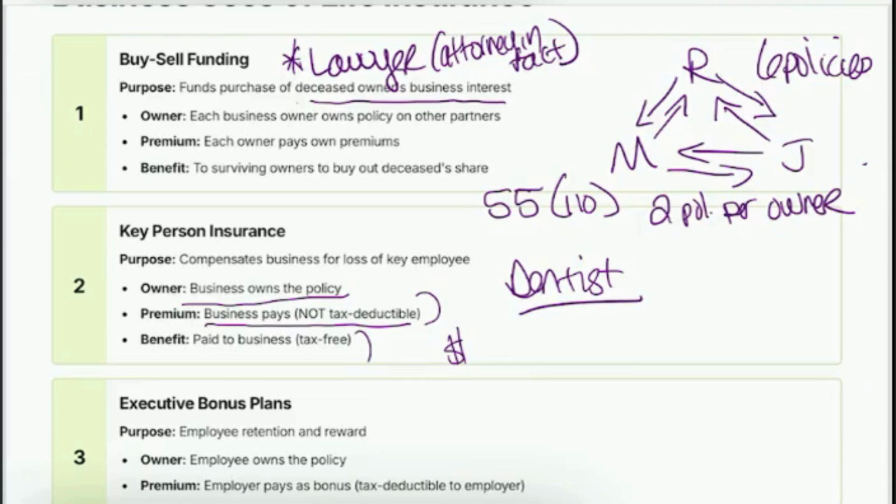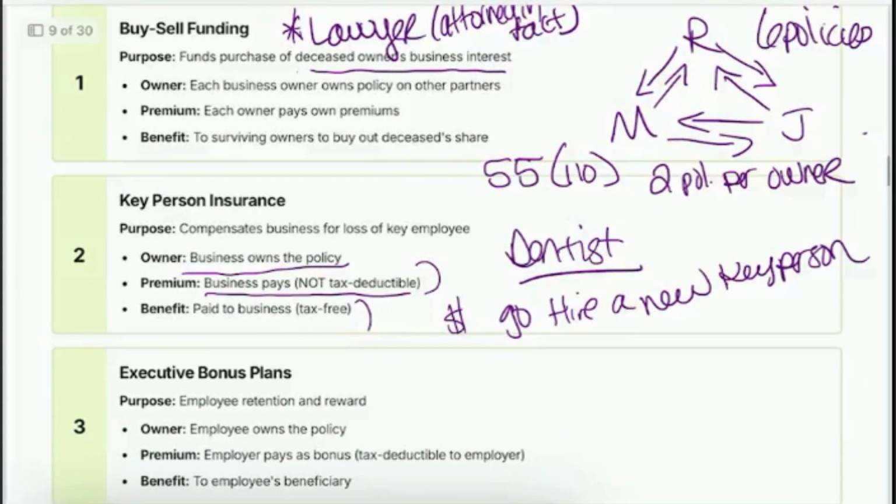But this is so that they can go hire a new key person. Maybe it's something more specialized. I'm not saying dentists aren't specialized, but maybe it's somebody with a really niche specialized thing, and it's going to take time, and this person's going to need to train. You would have this policy in place to keep the business running while they replace that key person.